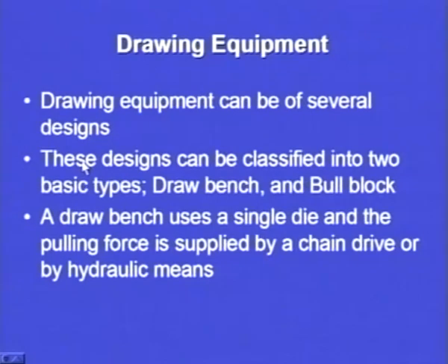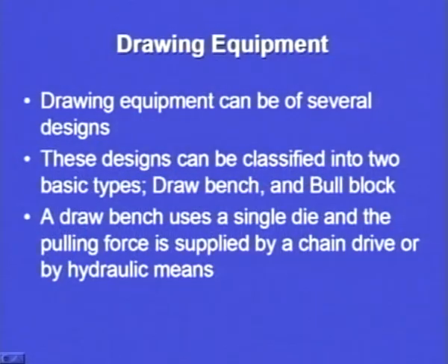We have seen two or three different designs here. In one design, the wire coming out of the die was getting wound over a draw block. In another case, there was a gripping arrangement in which the tube is gripped, and with the help of a draw bench, we pull the wire or the tube out of the die. These designs can be classified into two basic types: it can be a draw bench or it can be a bull block. Depending upon the requirements and the system available with us, we can choose whether to go for a draw bench type of arrangement or a bull block type of arrangement.